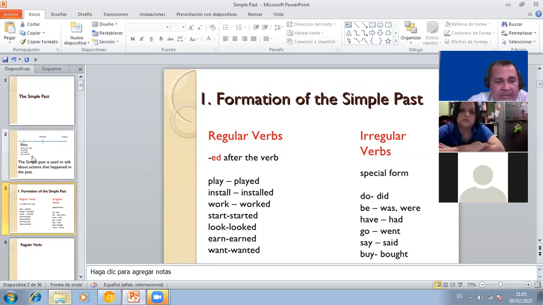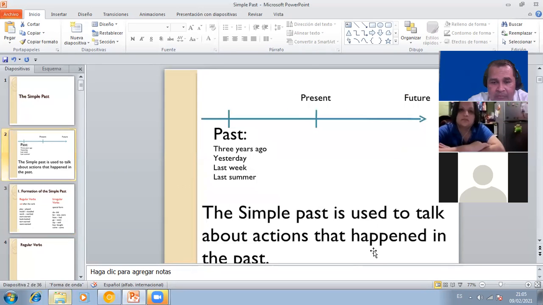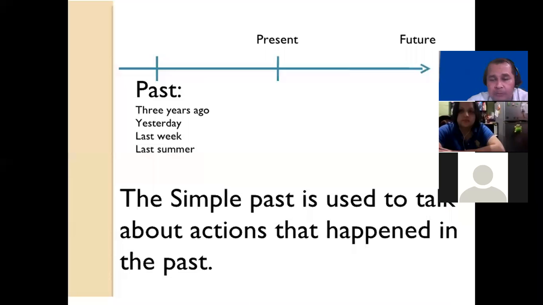And remember that we were studying the time expressions too. Estábamos estudiando las expresiones de tiempo. The time expressions. Observe, please, everybody. For example, you say yesterday. This is the most common. Ayer. For example, I went to the supermarket yesterday. Yo fui al supermercado ayer. Last week, for example, I did the homework. Okay. Last summer, I bought a new computer, etc.